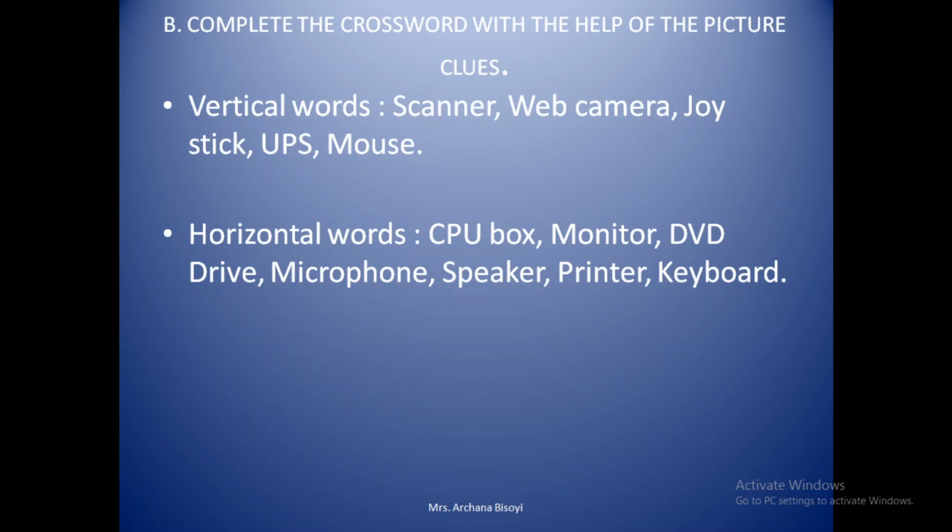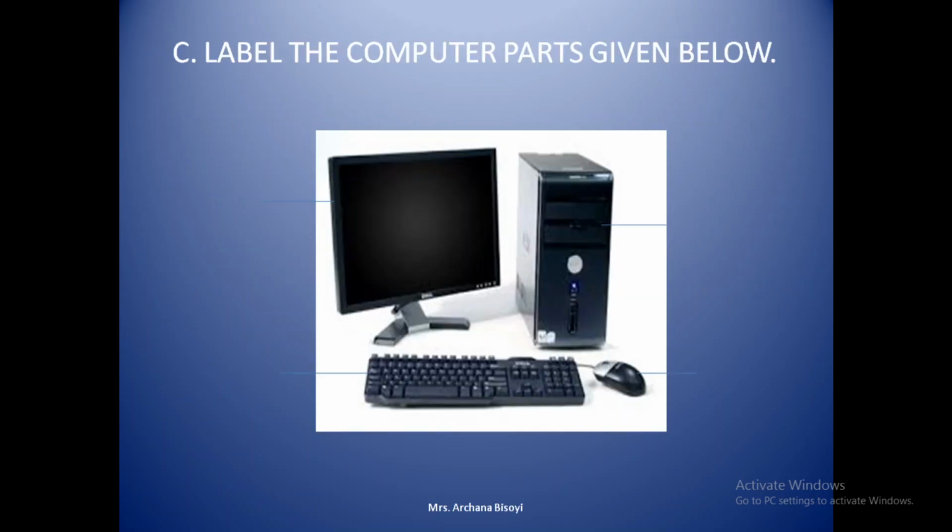Next, this question is given in your book. The clues I have given here. You have to fill up this vertically, and this you have to do horizontally. Kindly do it by yourself. The words I have already written, you have to arrange only vertically and horizontally. Next, label the computer parts given below. This one also I have already taught you. This is monitor, keyboard, CPU, then mouse.